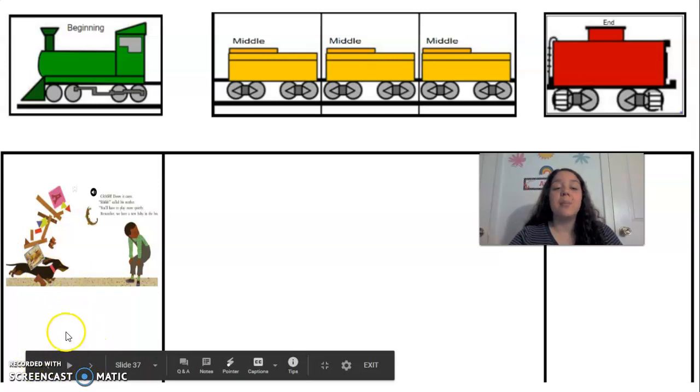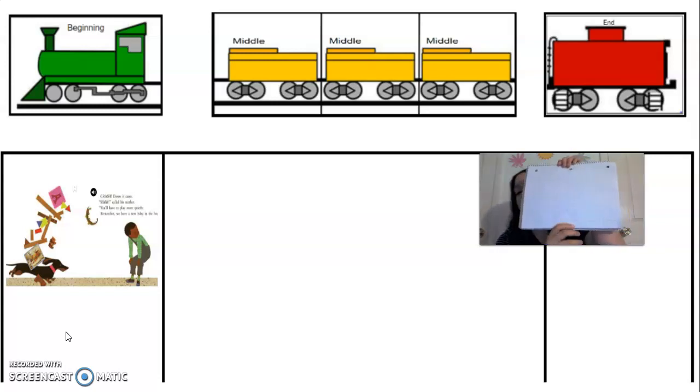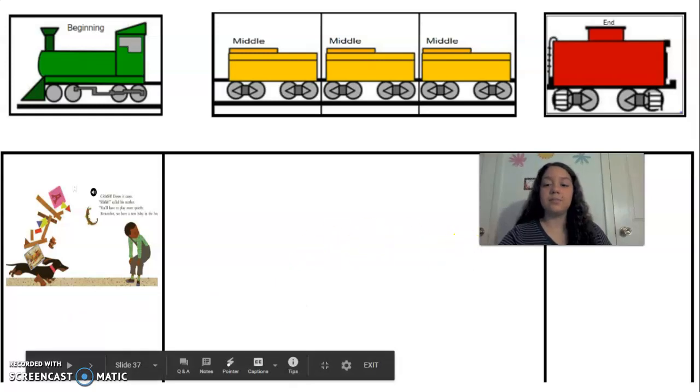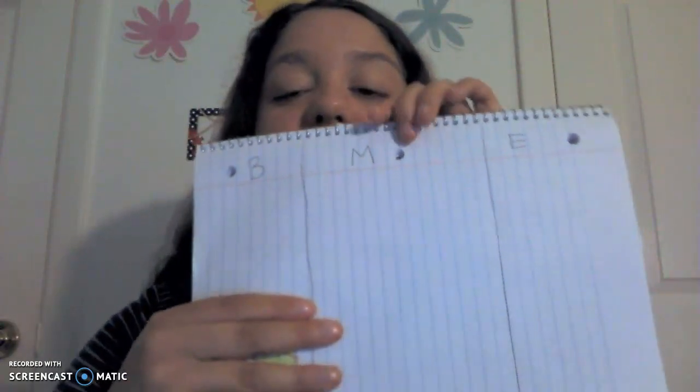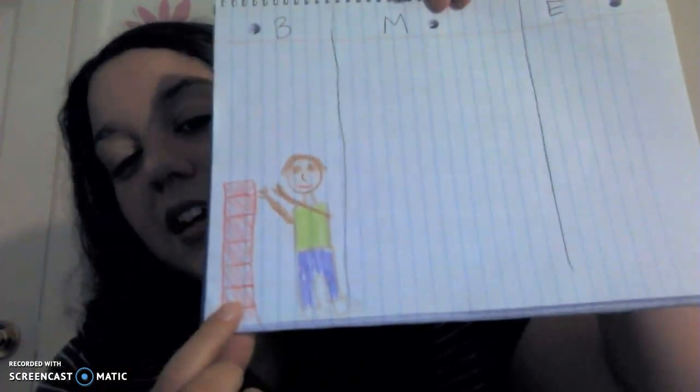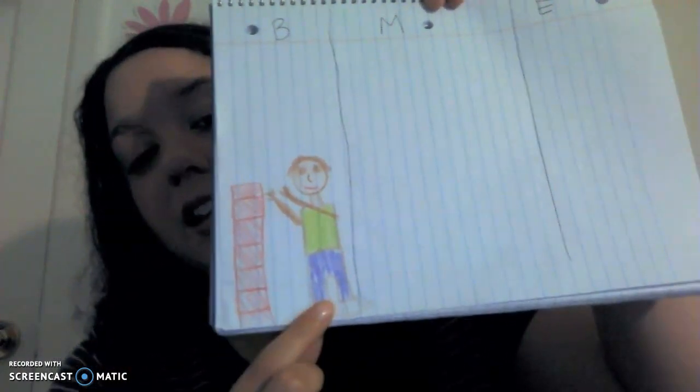Now I need to draw a picture to show the beginning of the story. So I'm going to take a notebook paper and draw 3 lines and label beginning, middle, and end. I'll show you that now. Okay, so here's my paper. I labeled beginning, middle, and end with 3 boxes to draw my pictures. And I already picked that first beginning picture, so here's what I drew. Here's Peter building a tower.